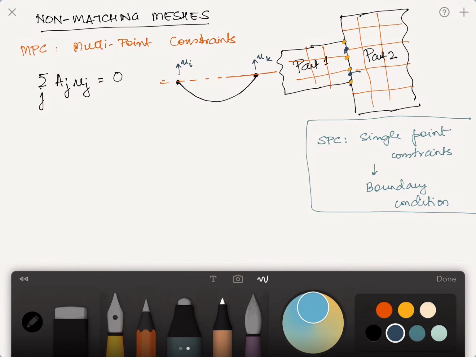That means if UI moves upwards, then UK also should move upwards exactly by the same amount. Okay. Another situation is if UI moves upwards, then UK must move upward but half the distance. This is also another relation that I can enforce. So these are certain conditions I can easily enforce on the system.